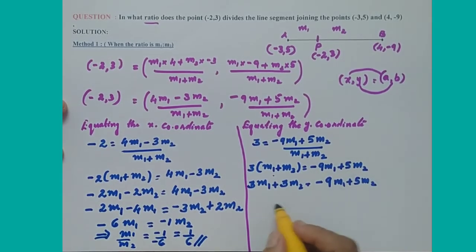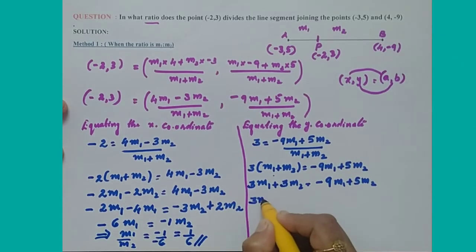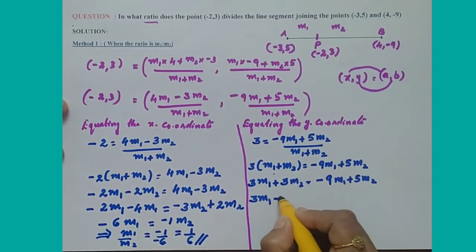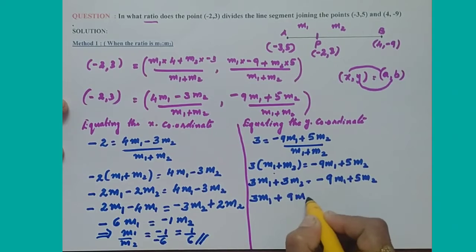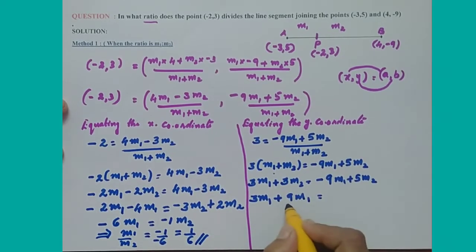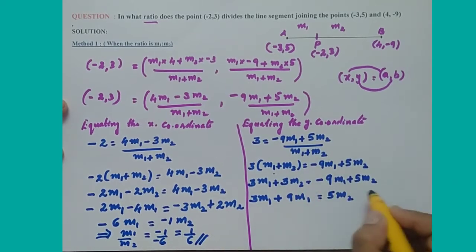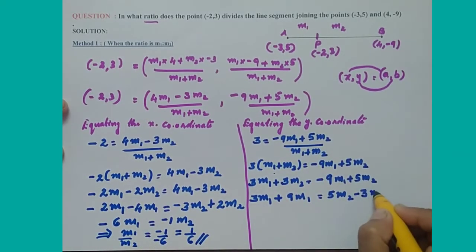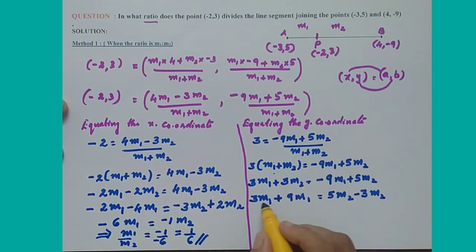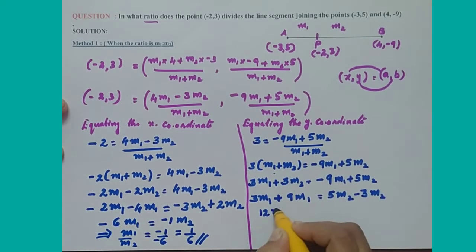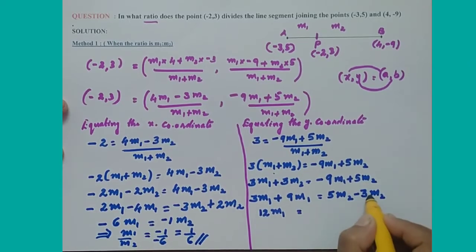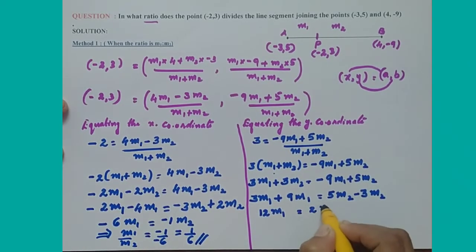Bring the like variables to one side. 3m1 on the left side, minus 9m1 comes to the left side and becomes plus 9m1, so m1 variables are on one side. On the right side is 5m2, and plus 3m2 goes to the right side and becomes minus 3m2. I am going to do the simplification. 3 plus 9 is 12 m1 equals 5 minus 3 is 2 m2.